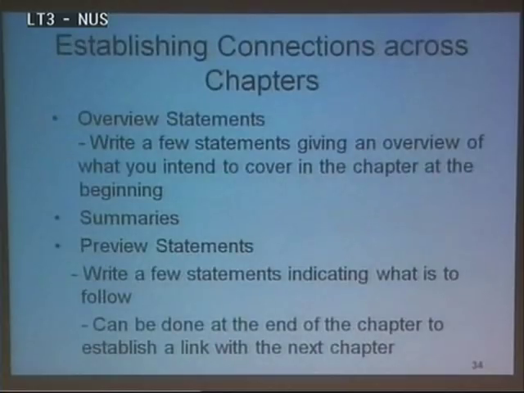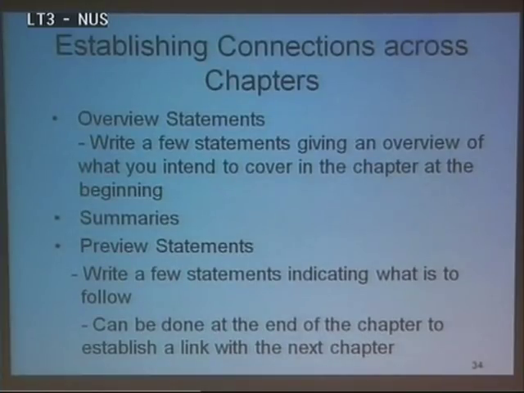Okay? So, establishing connections across chapters. Remember, we used sample 1 to see how the writer moves from one section to another. You also need to establish links between chapters as well. So one way is to have your overview statement. That can be very, very useful. Remember, I showed you the example. You write a few statements giving an overview of what you intend to cover in the chapter.